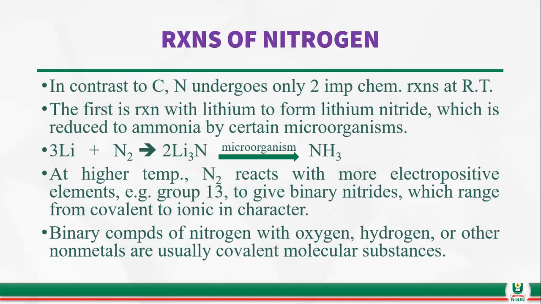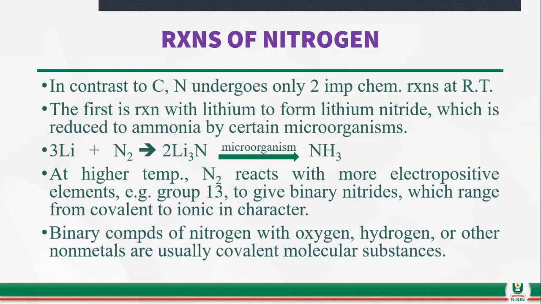Reactions of nitrogen. In contrast to carbon, nitrogen undergoes only 2 important chemical reactions at room temperature. The first of these reactions is that nitrogen can react with lithium. You know, nitrogen is group 15, so it's more of a non-metal. So it will be a non-metal reacting with lithium, which is a highly electropositive metal. And when that happens, you will get lithium nitride. Lithium nitride can undergo microbial degradation to give ammonia.